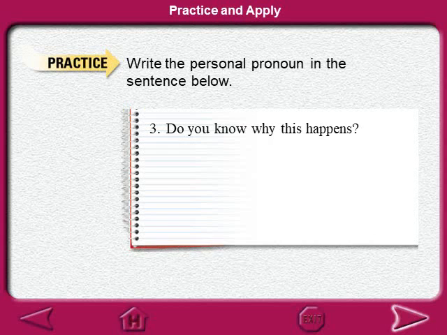Next practice. Write the personal pronoun in the sentence below. Do you know why this happens?